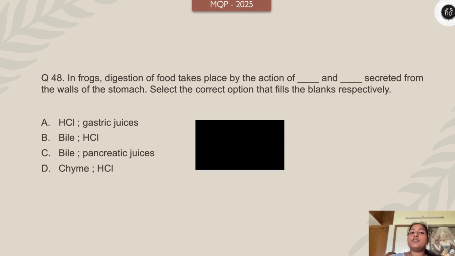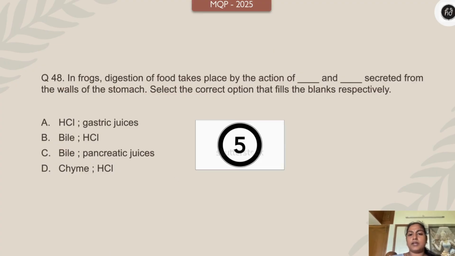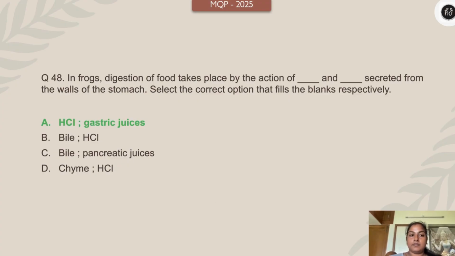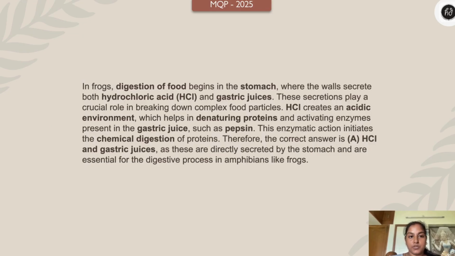Next. In frog, digestion of food takes place by the action of blank and blank secreted from the wall of the stomach. Select the correct option. HCl, gastric juice; bile, HCl; bile, pancreatic juice; chyme, HCl. Your time starts 3, 2, 1 right now. Yes, the answer is HCl and gastric juice, right?